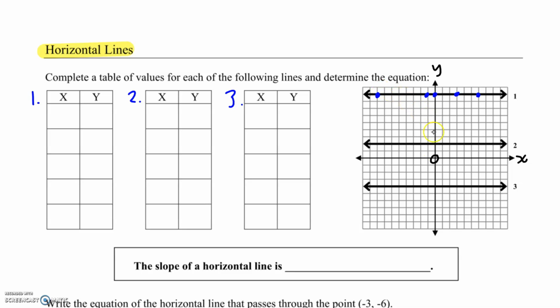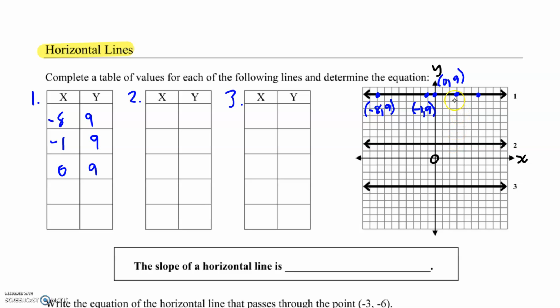So my point furthest to the right, if I count, would be -1, -2, 3, 4, 5, 6, 7, 8. So this is -8. And the y value is 1, 2, 3, 4, 5, 6, 7, 8, 9. So that point is -8, 9, and I'm going to go ahead and put it in my table. Okay, my next point is going to be -1, 9, and we'll put that in our table. Next point is 0, 9, and we'll put it in our table.